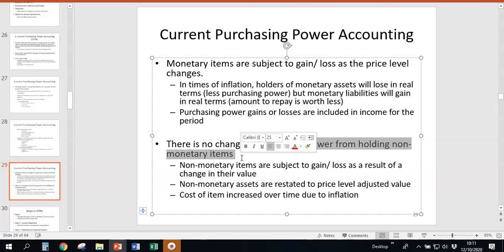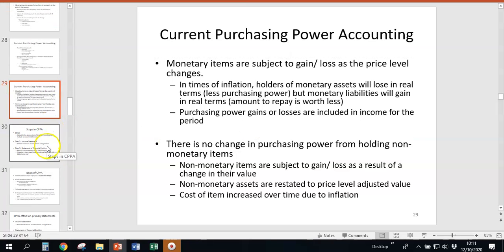So there's a fundamental difference there between monetary items, which are not adjusted for, but we do calculate a profit or loss on purchasing power, and non-monetary items which are adjusted for. So it's fundamentally different than how we did current cost accounting, historical cost accounting.